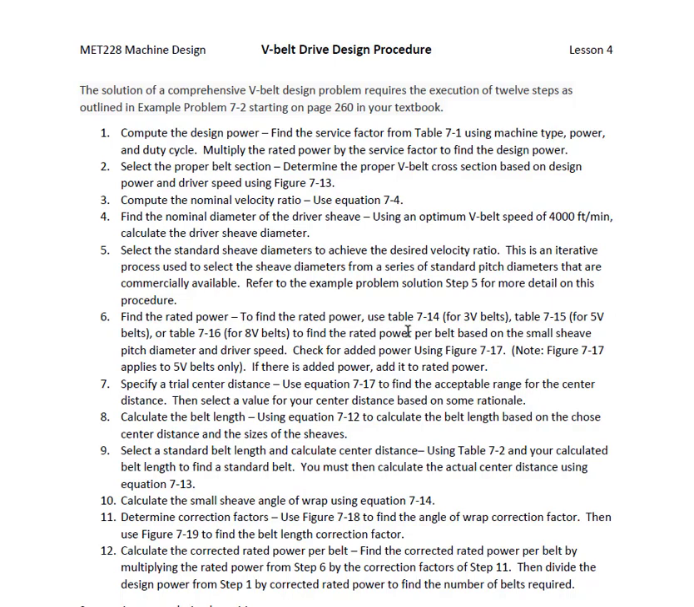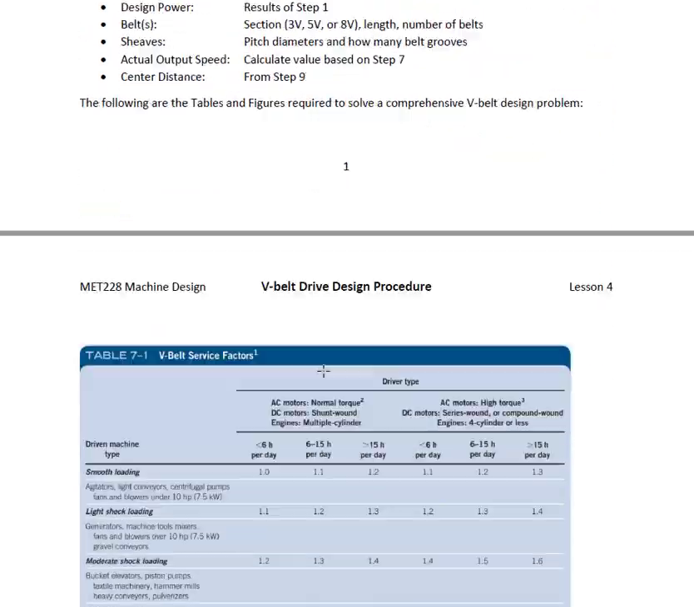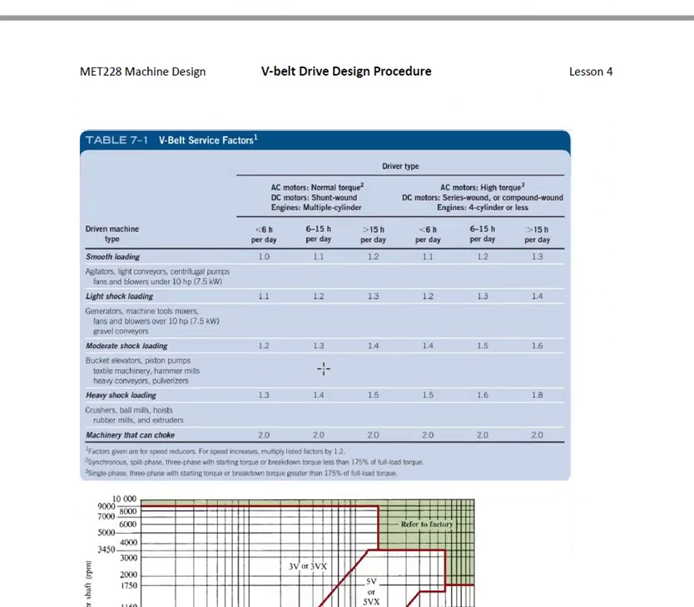The first step is to compute the design power. This is based on the service factor and the type of machine, and you're going to see table 7.1. It tells you what the design power would be based on the usage of the machine, what kind of motor is driving it, and what kind of shock loads. So you'll be reading off the design factor based on that.